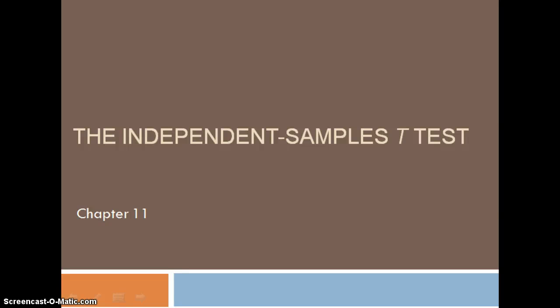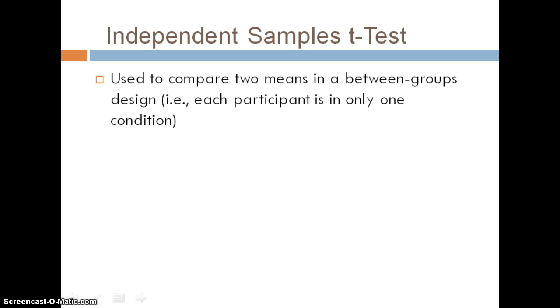The purpose of this video is to introduce the independent samples t-test, which corresponds to Chapter 11 in your textbook. The independent samples t-test is used to compare two means in a between groups design. That means that each participant is in only one condition. And of course, since we're comparing two means, there's only two possible conditions. So those are the circumstances under which we use the independent samples t-test.